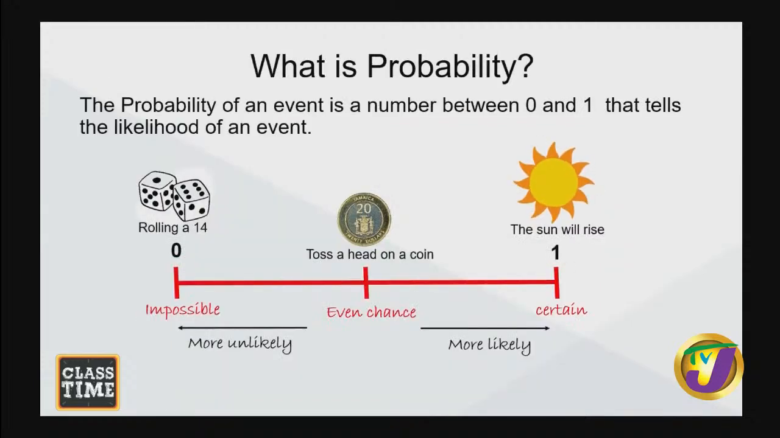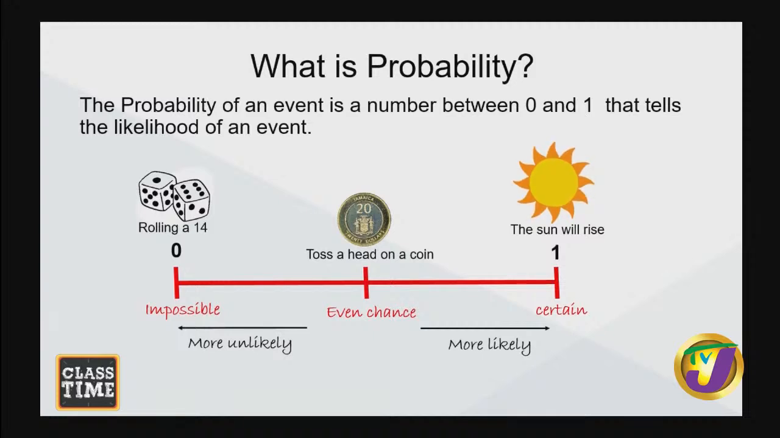Now, what is probability? Let's recap. We would have had exposure to this before, and we're just going over to move into our objectives. The probability of an event is a number between 0 and 1 that tells the likelihood of an event occurring. The illustration shows a probability of 0 for rolling a 14 from a set of dice, and a probability of 1 that the sun will rise, with great certainty.